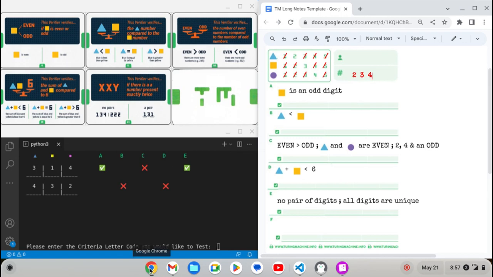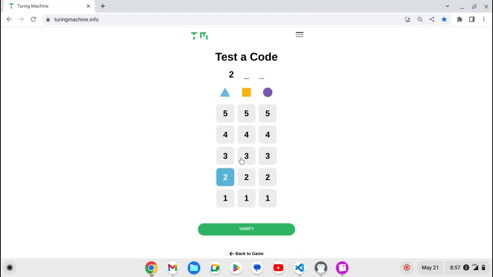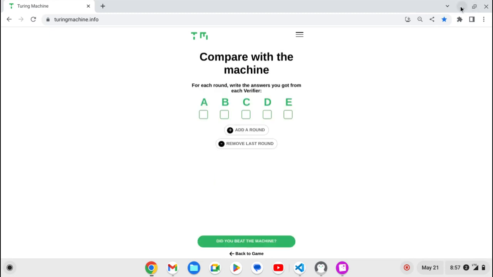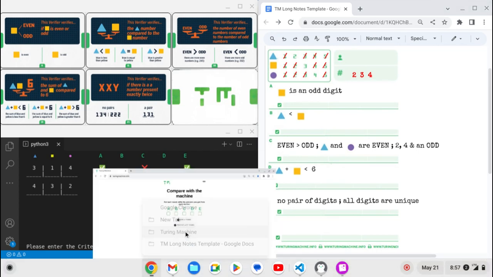So let's actually go to turingmachine.info and verify. So we're going to test our code, and it was 2, 3, 4. Verify. All right, fantastic, as anticipated. But as I've always stated, the true test is, did we do it efficiently? Did we beat the Turing machine? So let's actually go do that. And let's remember we did A, C, E, and A and E were correct, and C was incorrect. And then we did the remaining B and D. So A, C, E first.